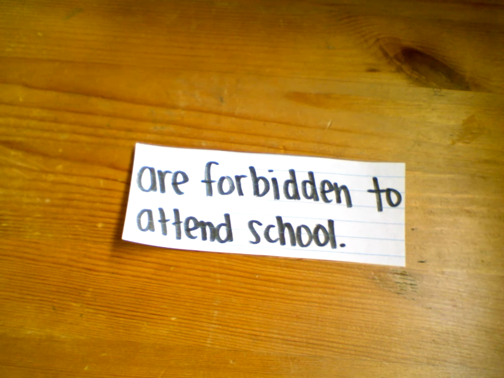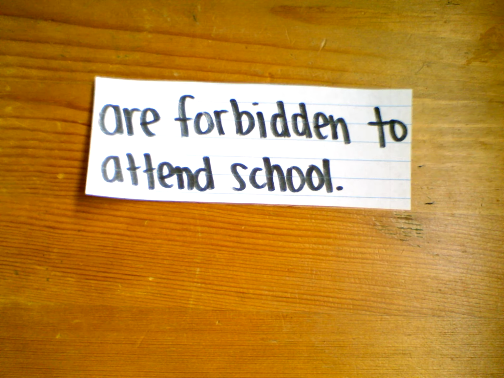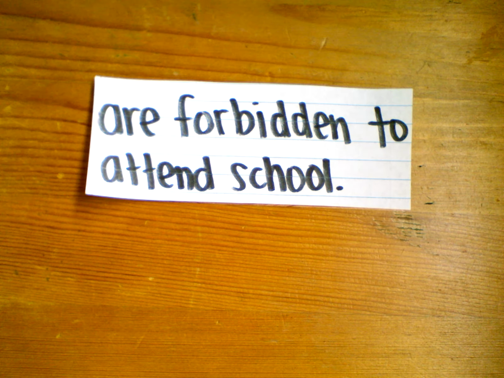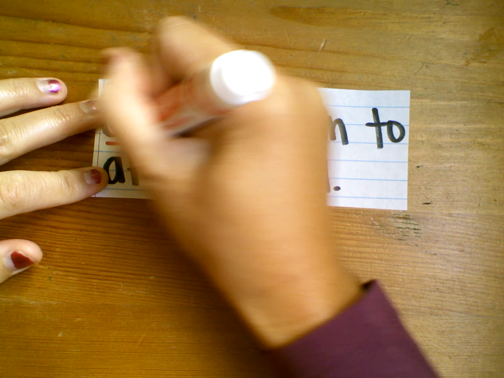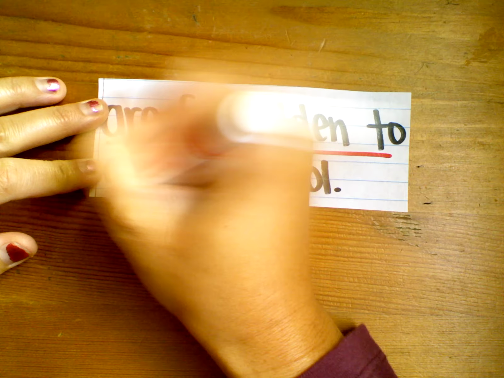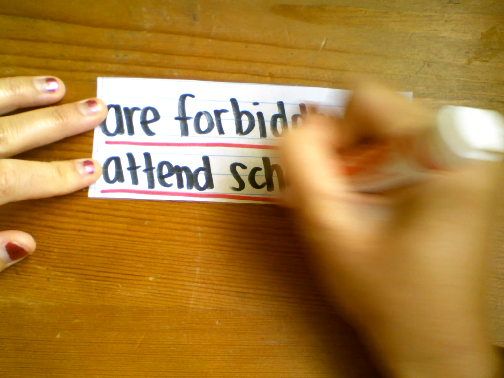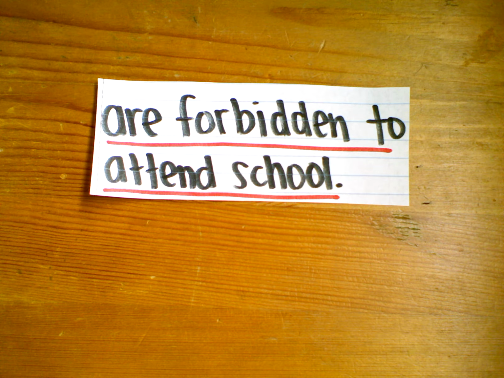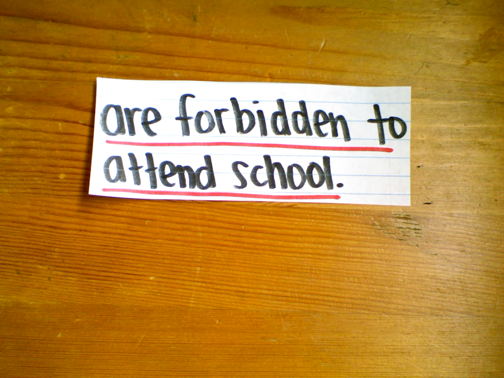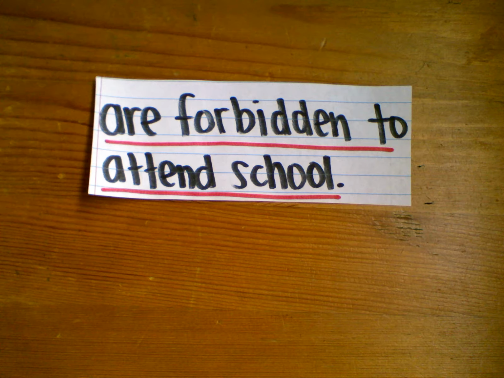So here we have the last chunk. It says, are forbidden to attend school. This chunk we're also going to underline in red. And as I'm underlining it, I want you to tell me, what is this chunk about? What does it tell us? Great. If you said that this chunk tells us more about the girls, the way they are, their state, how they cannot get into education, you're correct.